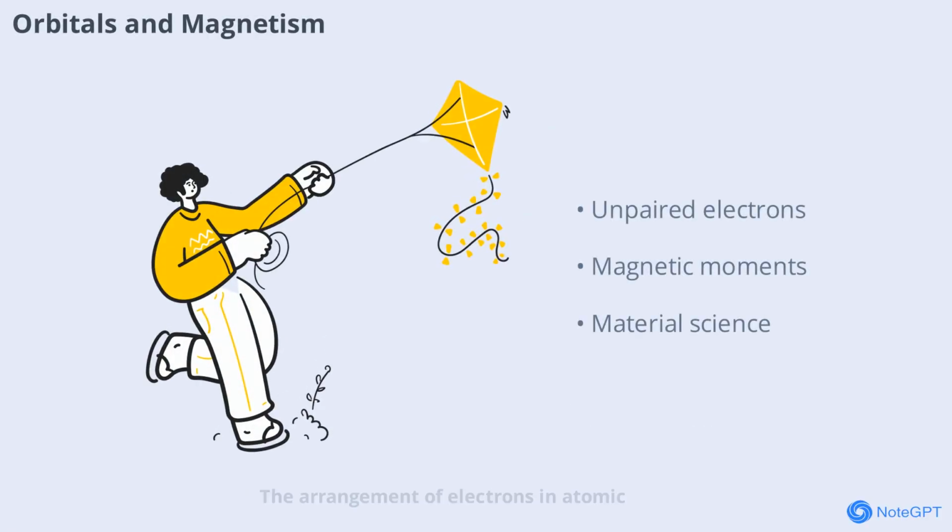The arrangement of electrons in atomic orbitals determines whether an atom is magnetic. Unpaired electrons in orbitals can create magnetic moments, leading to phenomena like ferromagnetism and paramagnetism. Understanding this connection is important for developing new materials and technologies.